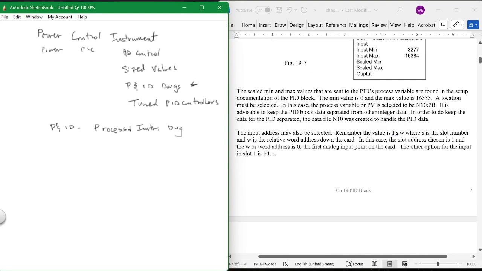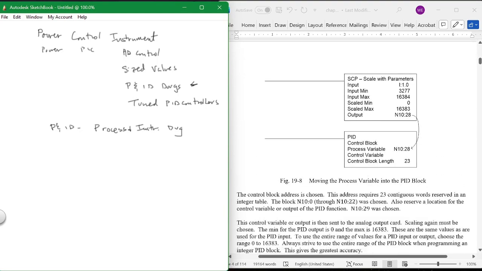Okay, so these are some of the ranges for the inputs and outputs for that card, for those various cards, and I'm going to skip that. But here, you notice that the output from the scaled input now goes into the process variable. So this output here is moved into the process variable. You're looking at an analog signal that comes in as your feedback signal. It's called the process variable, or the PV, and there it goes.